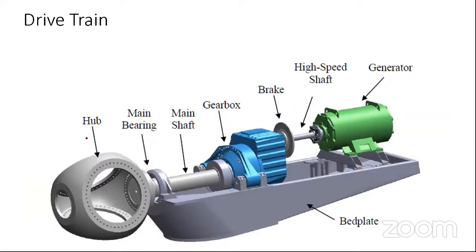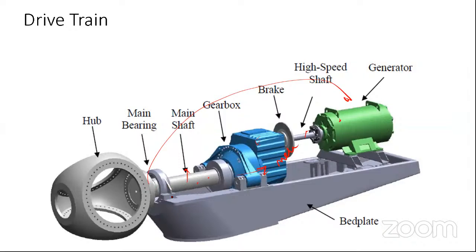So what is the purpose of the drivetrain? The drivetrain transfers the force, in terms of torque, from the rotor to the generator via mechanical elements. What are the mechanical elements? Here you have the shaft, which is coupled with the rotor and connected to the gearbox. The gearbox is connected by a shaft to the generator.